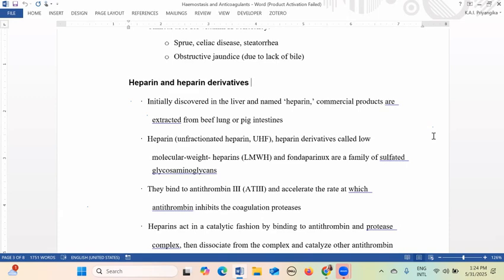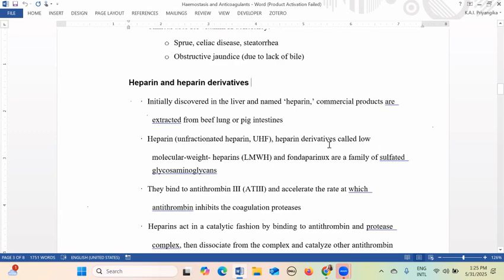So this is something that we find in our body as well, like insulin or some other hormones. This is not a hormone or an enzyme, but it is a substance or a compound which is present in our body. Commercial products are extracted from beef lung or pig intestine. So heparin, we have unfractionated heparin known as UFH.